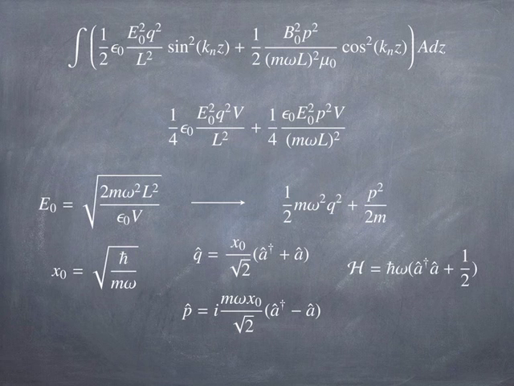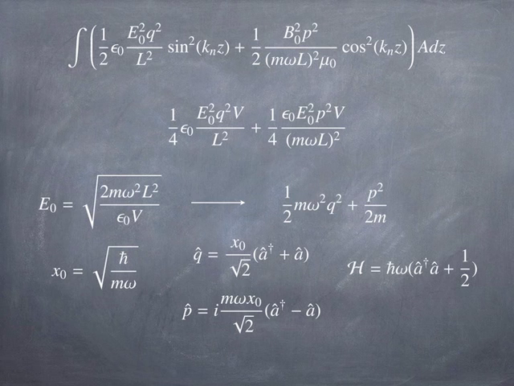If I plug those two definitions for q and p into the Hamiltonian, I get the following result, which is that the Hamiltonian is h bar omega times A dagger A plus a half. And you know A dagger A is nothing other than the number operator. It measures the number of a pure quantum state, an eigenstate of the Hamiltonian. And so this just says that the Hamiltonian is h bar omega times the quantity n plus a half.